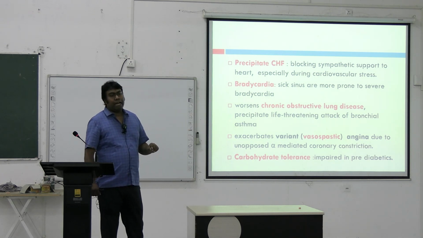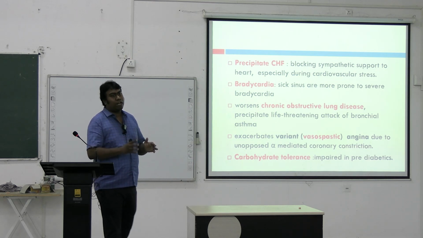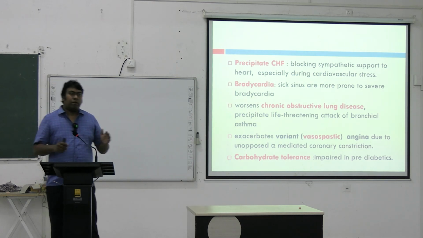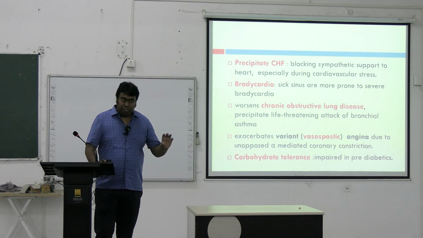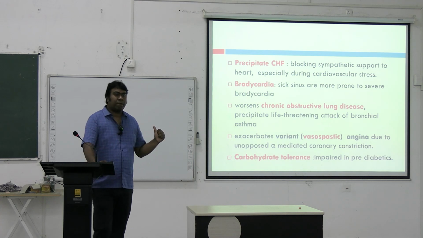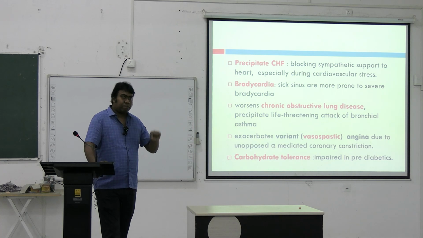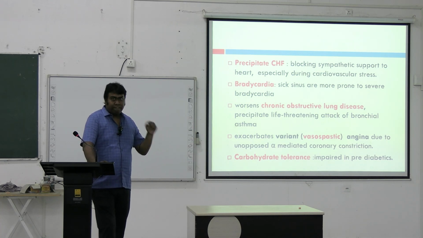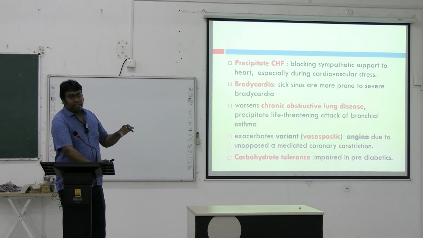Vasospastic angina. There are 3 types of angina: one is stable, one is unstable, and the third one is variant. What is the difference? In stable and unstable angina, the main pathology is atheroma, atherosclerosis, which reduces the capacity of the coronary artery. But in vasospastic angina, there is a vasospasm of the coronary artery. If in vasospastic angina we give a beta blocker, especially a non-specific one, it also prevents dilatation of the coronary artery by blocking the beta 2 receptor.